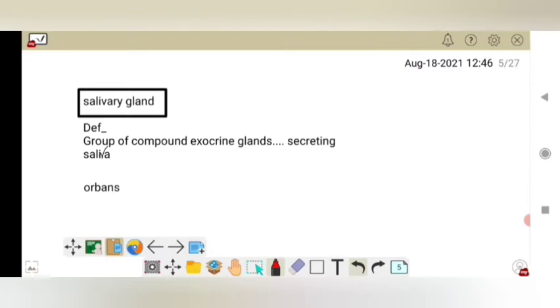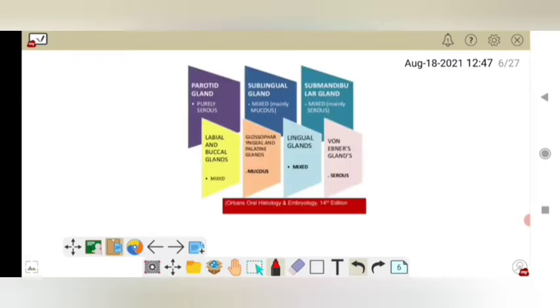Submandibular gland. First of all, the definition of salivary glands. What are salivary glands? Salivary glands are a group of compound exocrine glands. The function is to secrete saliva. Now, the parotid gland, sublingual gland, and submandibular gland are the three major salivary glands, and the minor salivary glands are the labial and buccal glands, glossopalatine and palatine glands, lingual glands, and von Ebner's glands.